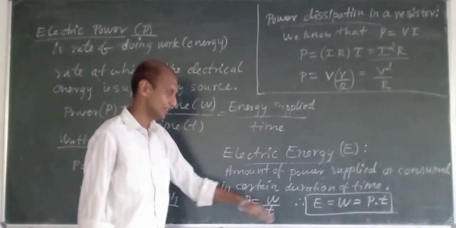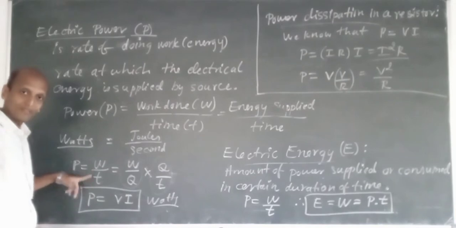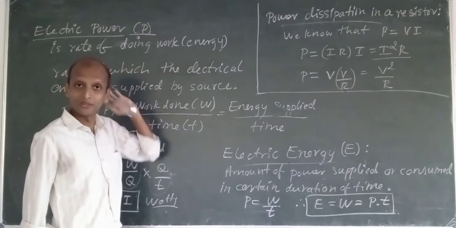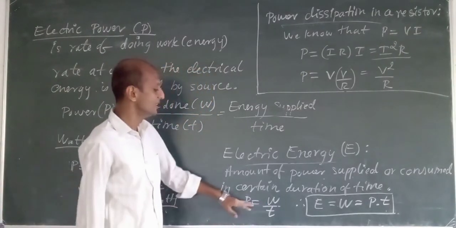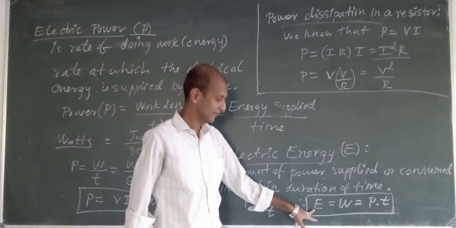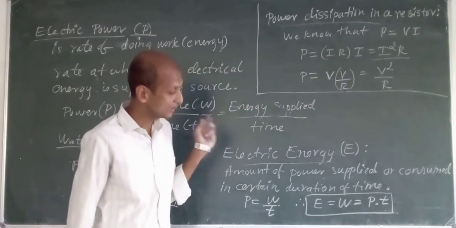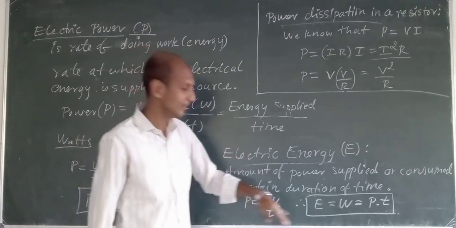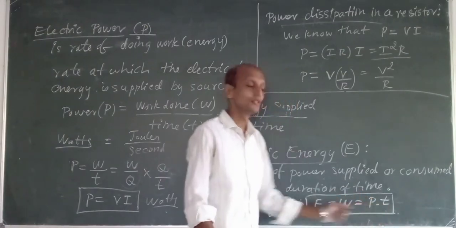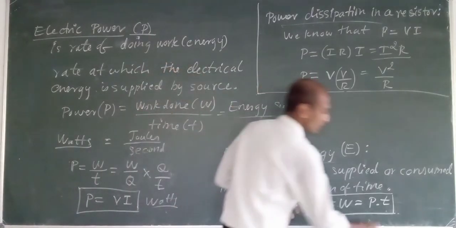In equation form we can write, because we know that power is equal to W by T, work done by time. This work done is nothing but your energy only, so they are equivalent terms. If I rearrange the things, electrical energy W is equal to P into T, the power supplied in how much duration. That will give you the electrical energy. So electrical energy is measured in joules.